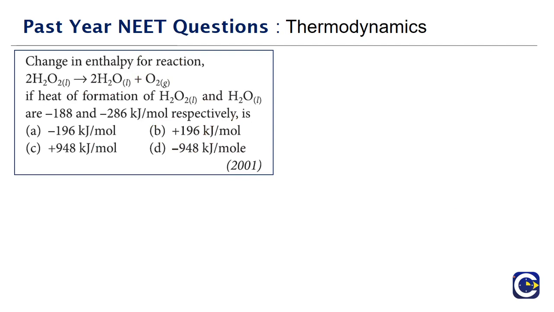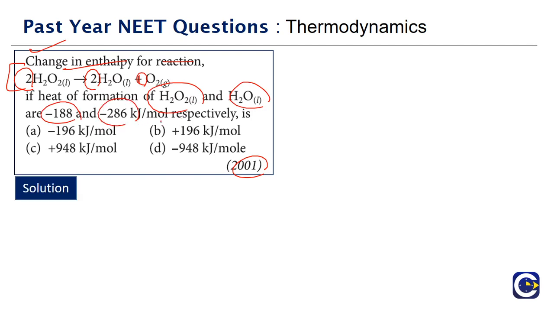Next we have a question that has come in the year 2001. The change in enthalpy of the reaction. What is the reaction? 2 moles of H2O2 gives rise to 2 moles of water and 1 mole of oxygen. If heat of formation of H2O2 and H2O are minus 118 and minus 286 respectively, they have given us the heat of formation of H2O2.